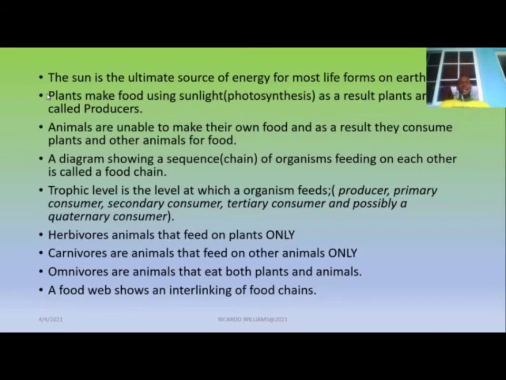What I want you to do is to construct your food web for your assignment. Just go and construct your food web and tell me what would happen if you should remove one organism from your food web. What kind of impact that can have.